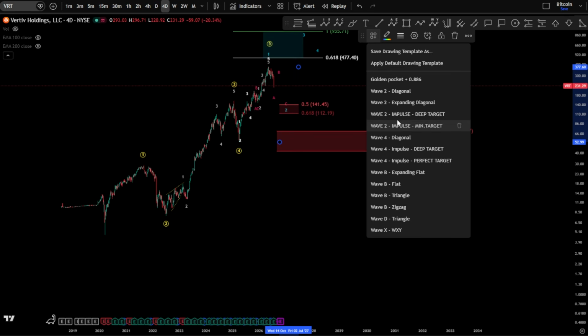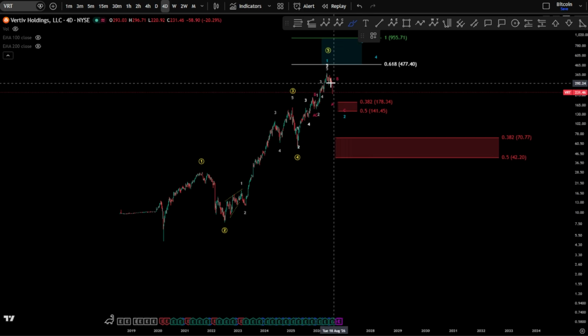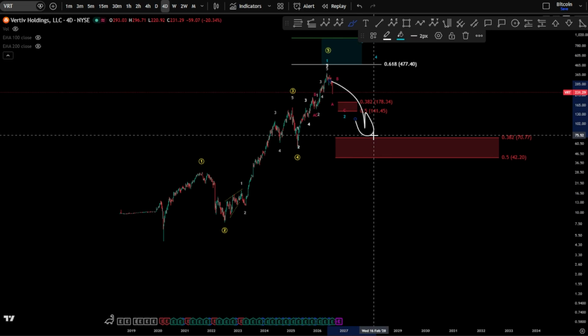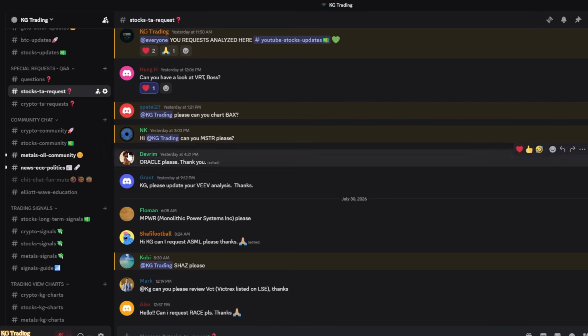All right. Currently, let's keep it at the minimum target and we'll see the reaction. But don't forget, all of them are bearish, meaning higher probability. We're talking 70 to 80% bearish. All right. That was it for VRT. Now let's see the other one, which is Spatel. How you doing, buddy?